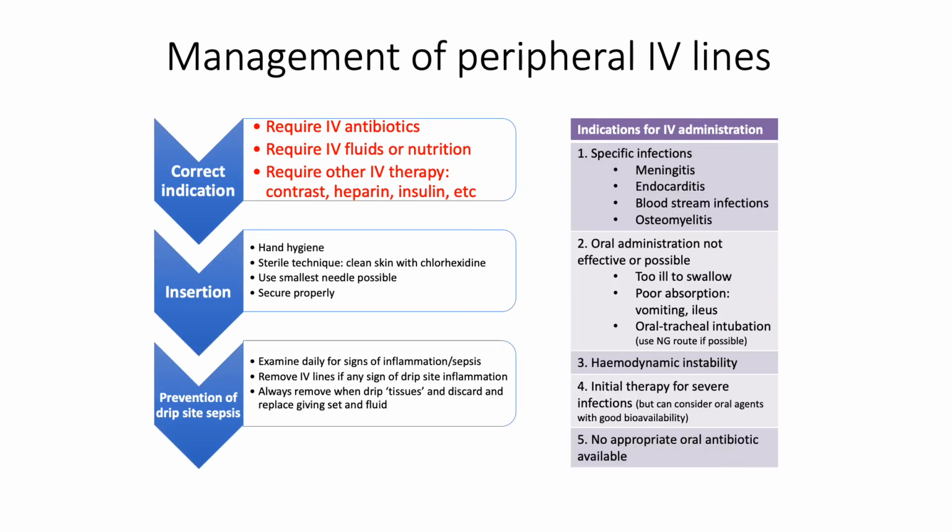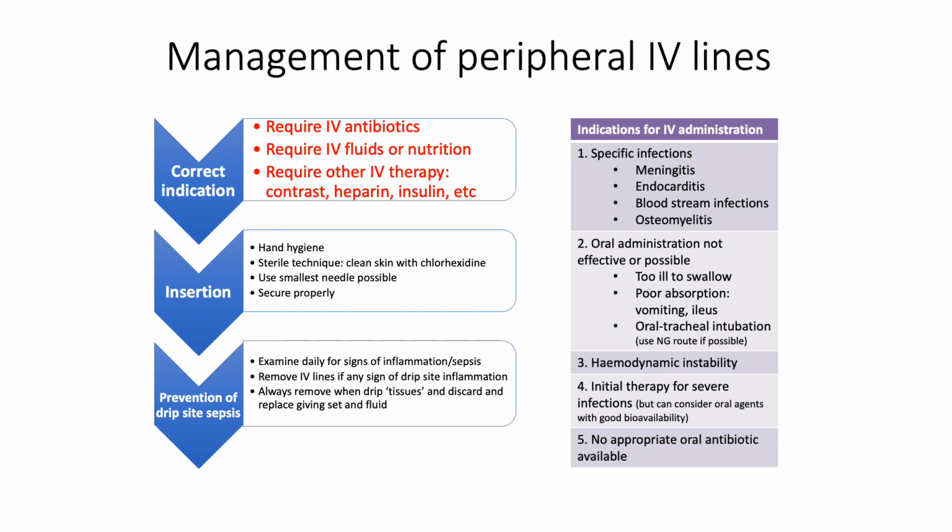And finally, applying similar considerations to the management of peripheral intravenous lines. So what are the indications for peripheral IV lines? Number one is if the patient requires intravenous antibiotics, and there really are specific infections that always require intravenous antibiotics. So patients with deep-seated infections like meningitis, endocarditis, bloodstream infections, and bone infections, at least initially, almost always require intravenous antibiotics, and that is an indication.